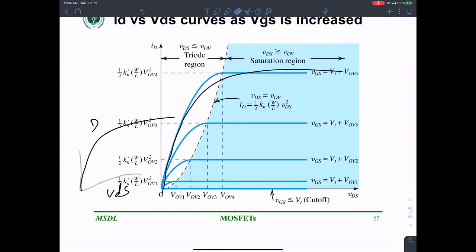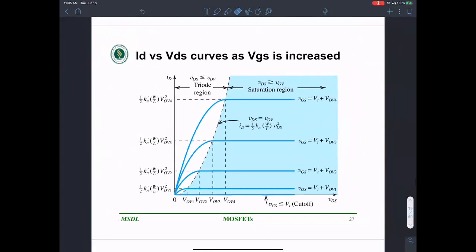So we are looking at, because there are two variables that change ID, we want to understand the dependence of IDS on both of those values. Does that make sense?